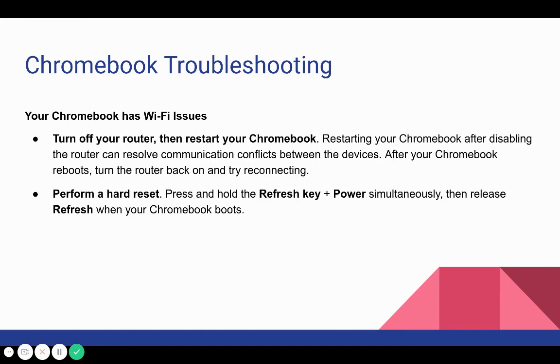If you're having Wi-Fi issues, turn off your router at home and then restart your Chromebook. Restarting it after disabling the router can resolve those communication conflicts between the devices. And after your Chromebook reboots, turn the router back on and try reconnecting. And then once again, try to perform a hard reset. Press and hold the refresh key and power simultaneously, then release the refresh once your Chromebook boots.